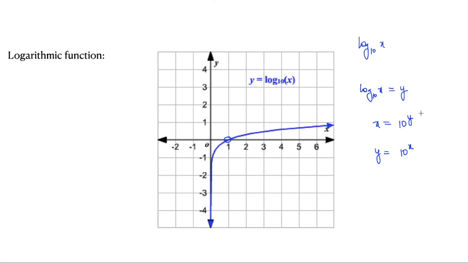Now, if you put y equals 0, in that case x will be 1. So at the place where y is 0, x is going to be 1. So the coordinate of this particular point will be (1, 0). And if you keep on increasing the value of x, you will get an increased value of y. So that's what the logarithmic curve is about.